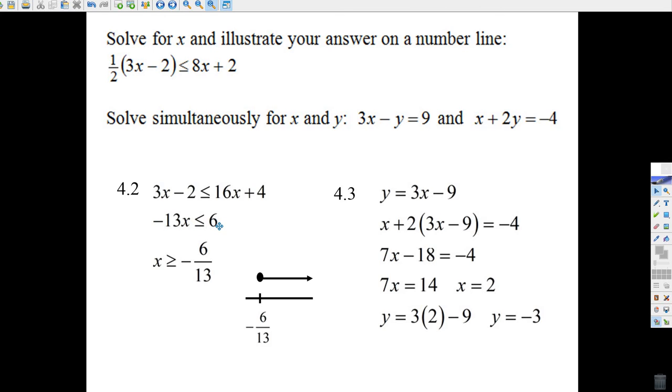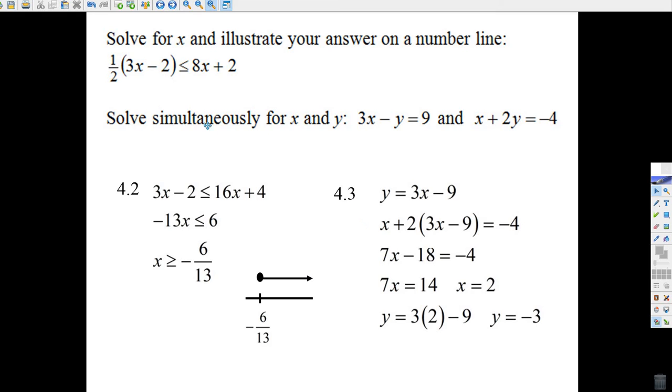Now, you can do this differently, I guess, but now I divided by negative 13, but remembered when I divide by a negative, I got to change the direction of the inequality. So there, x is greater than or equal to negative 6 over 13. I just make a line, put negative 6 over 13, fill it in solid, and then make it greater than. And that's it. That's how you do it.